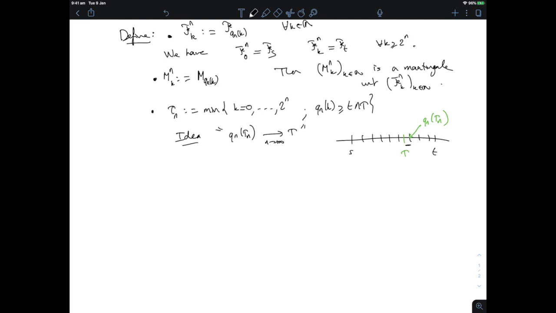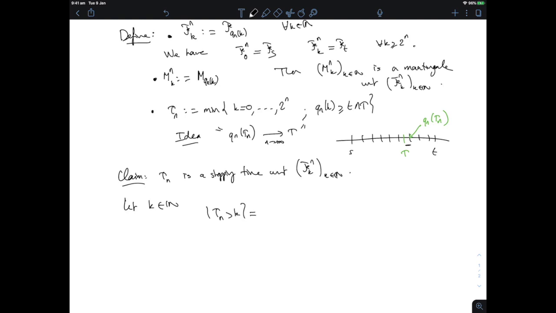Now let us show that tau n is indeed a stopping time with respect to the discretized filtration, F_k^n. So how do we do this? We give ourselves a k in N, and we need to consider the set where tau n is greater than k, or its complement, tau n smaller or equal to k. That's the same thing, right? If I show that tau n greater than k is in F_k^n, then its complement is going to be in F_k^n, because F_k^n is a sigma algebra.